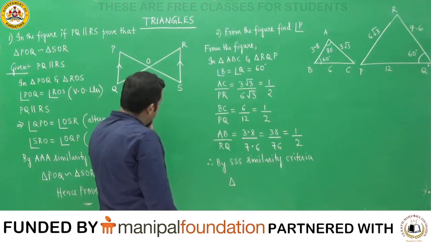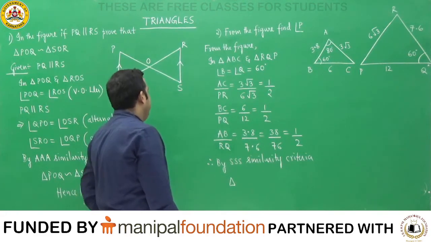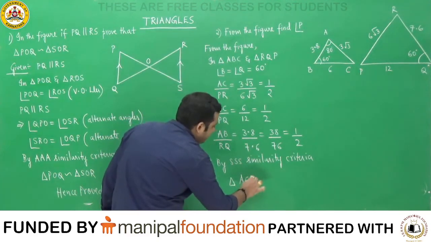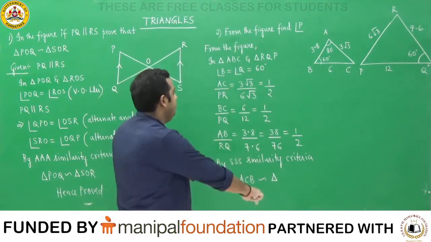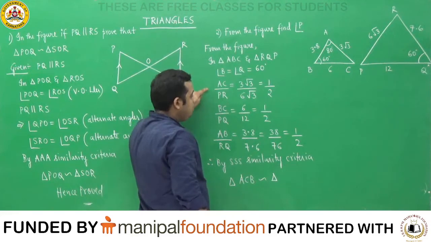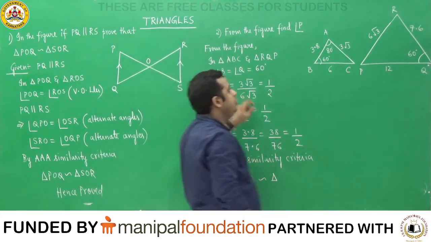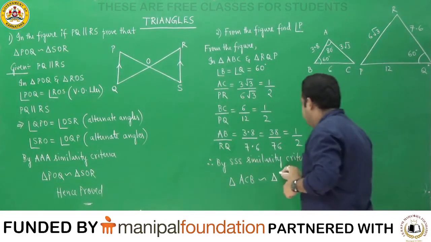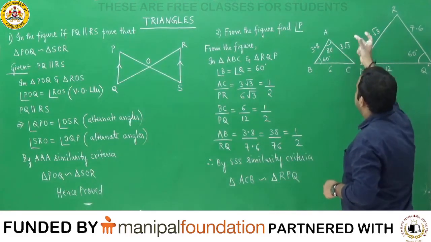I can come to the conclusion that triangle ACB is similar to triangle RPQ. Now what you have to do, students, is lift this part and place it on this triangle, right? Which means when you lift this triangle, turn it and keep it on this.